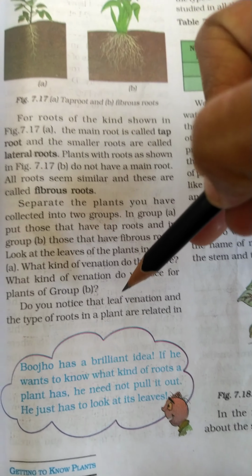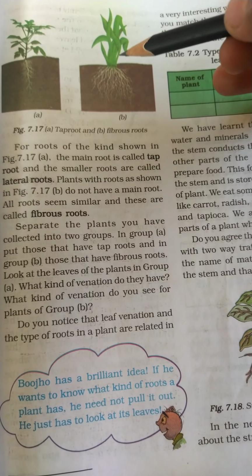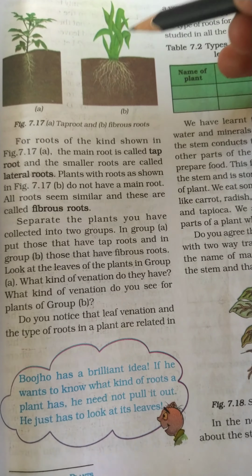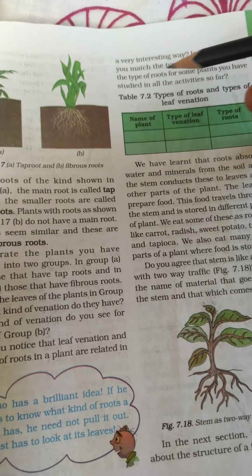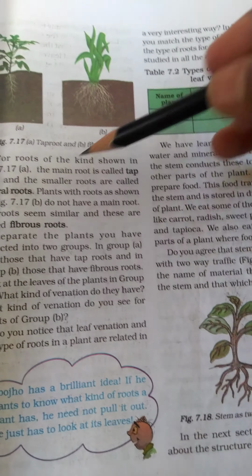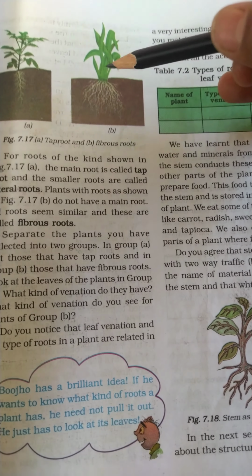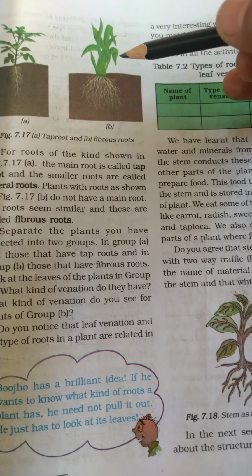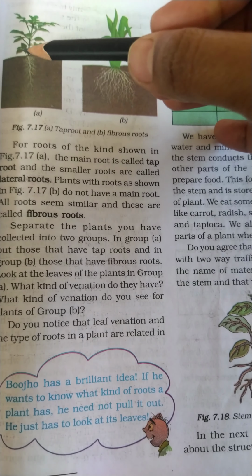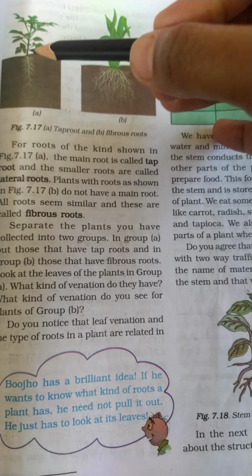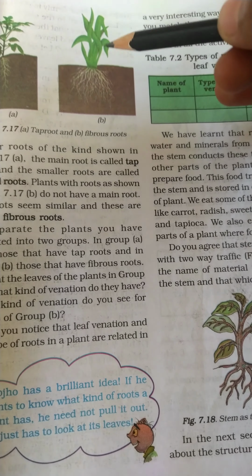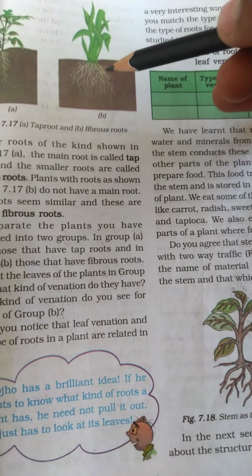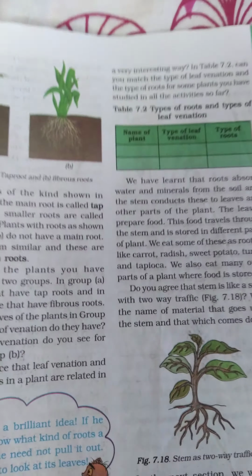Do you notice the leaf venation? Here you can see the leaf. Like the roots, the leaf also. The type of roots in the plants are related in a very interesting way. According to the roots, the plant's leaves also. Here you can see one main root, like that one main stem. Again it branches, so here also you have branches. Here there is no main root, and in the leaves also no main vein. Like roots, the leaves also.